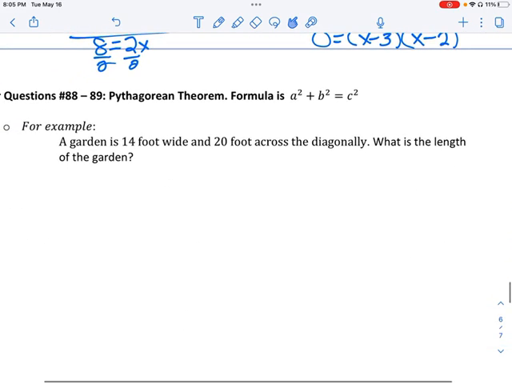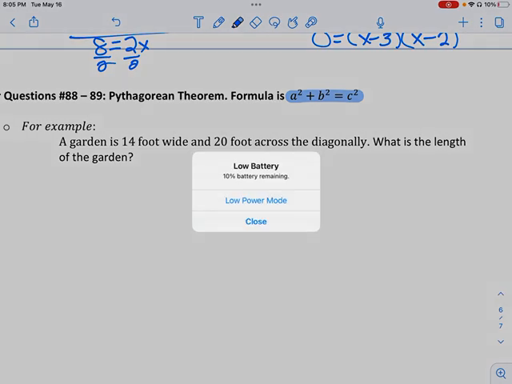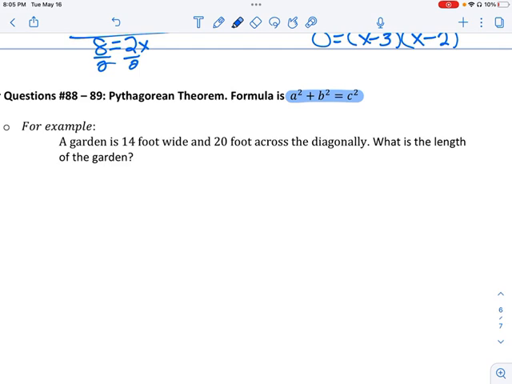Last question that we're dealing with here is just a quick review of the Pythagorean theorem. So remember, Pythagorean theorem is a squared plus b squared equals c squared. In other words, leg squared plus leg squared equals hypotenuse squared. So now when you look at this, the first thing you should do is draw a picture. So it says, I have this garden. The garden is 14 feet wide.